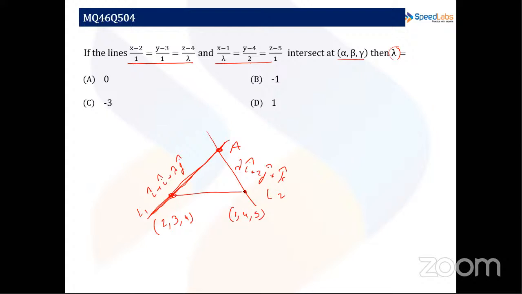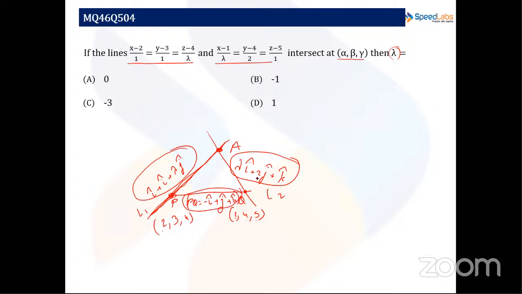If we join these two points, let's say this point is P and Q, the vector PQ will be (1 minus 2) i cap plus (4 minus 3) j cap plus (5 minus 4) k cap. So that vector will be minus i cap plus j cap plus k cap. So here we can see that these three vectors are coplanar.